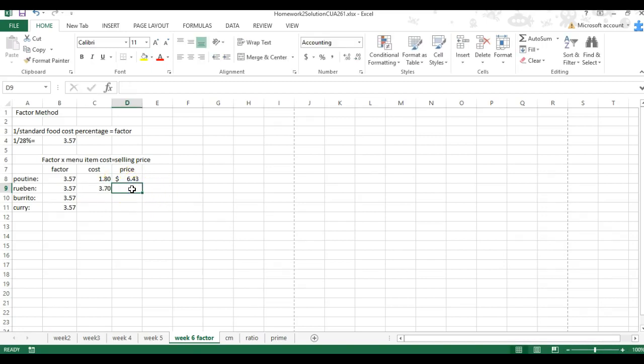I'm going to come over here and let Excel do the work for us. Just click up here, equals. It works backwards. The factor times the cost. Go ahead and enter, and it does it all for us. Once again, $2.90. Go over here, equals this times this.